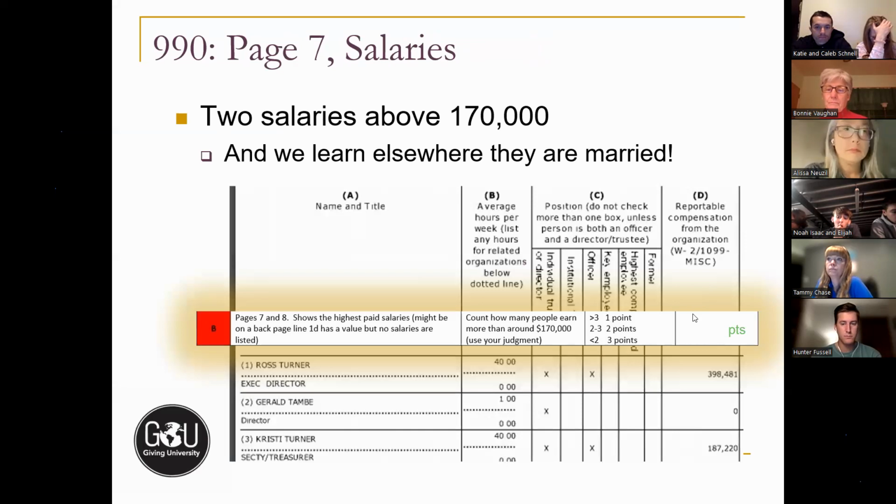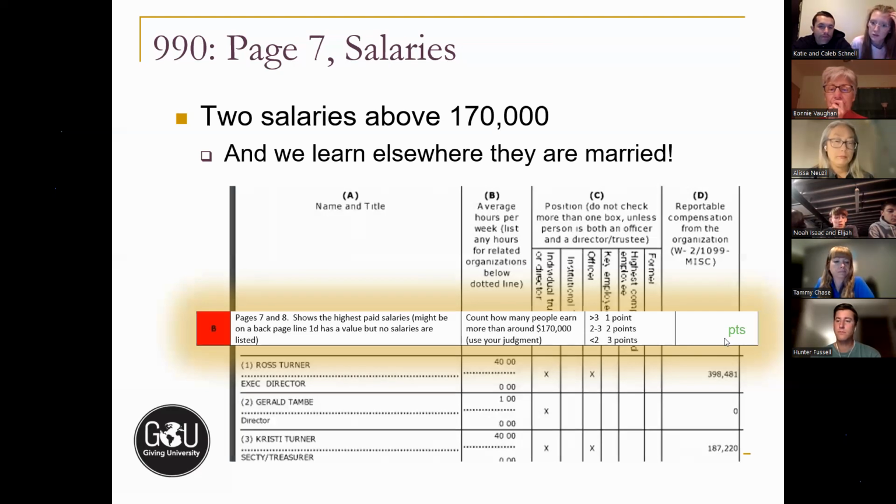Is this clear, though? If there are fewer than 2 employees at the organization making 170,000, say there's just one employee who makes 250,000 a year, but the rest make less than 170,000, that would give the organization 3 points in this particular box. Does that make sense? And again, this is the table that we just discussed above.